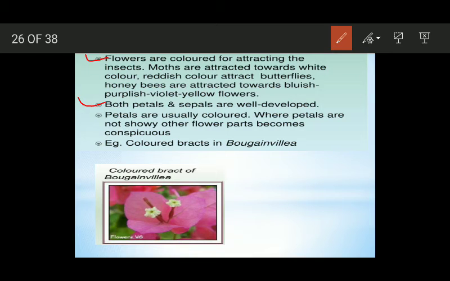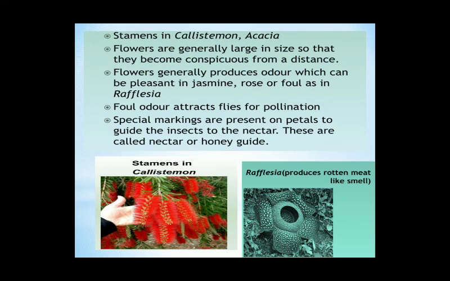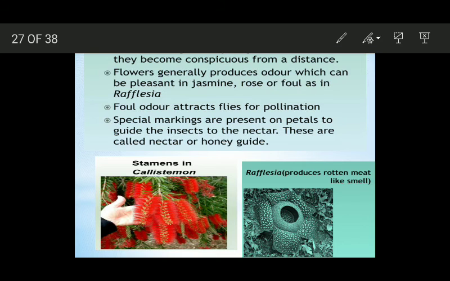For example, in case of bougainvillea, the bracts become colored. Bracts are the leaves in the axil of which a flower arises. Here you can see these are the bracts which have become large and showy in case of bougainvillea. So where the petals are not showy, other flower parts become colored to attract the insects. Similarly in callistemon and acacia, it has been found that the stamens become colored and showy just to attract the insects.